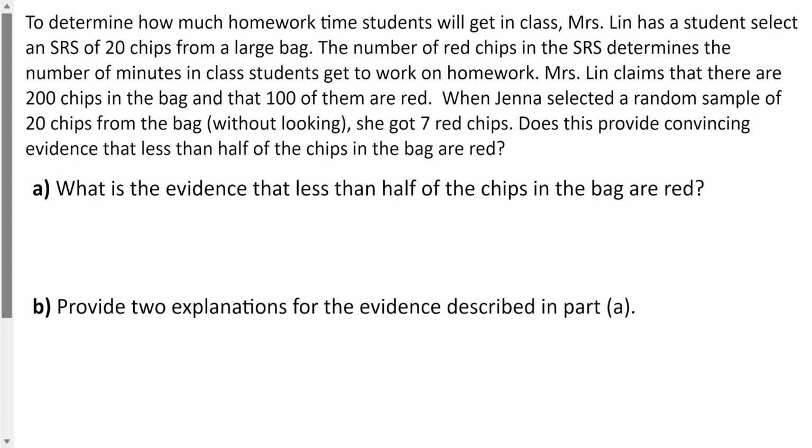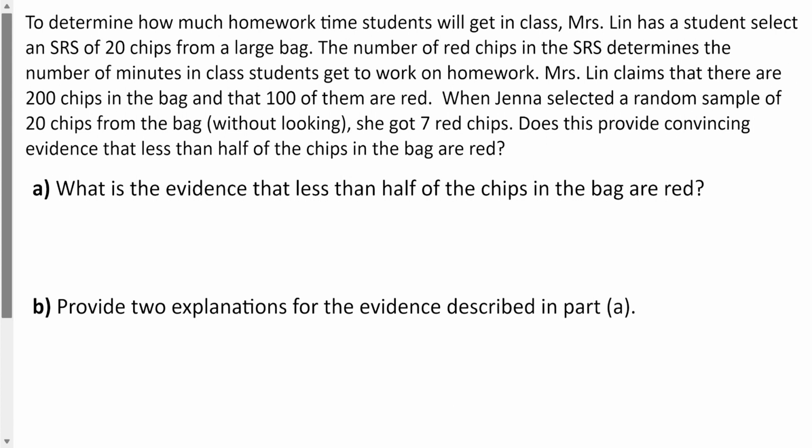It says, to determine how much homework time students will get in class, Mrs. Lin has a student select a simple random sample of 20 chips from a large bag. The number of red chips in the simple random sample determines the number of minutes she will give them to work on homework. Mrs. Lin claims that there are 200 chips in the bag and that 100 of them are red, so half of them are red. But when Jenna selected a random sample of 20 chips from the bag without looking, of course, she got 7 red chips, but you'd think she'd get 10 if it's really half and half. Does this provide convincing evidence that less than half of the chips in the bag are red?